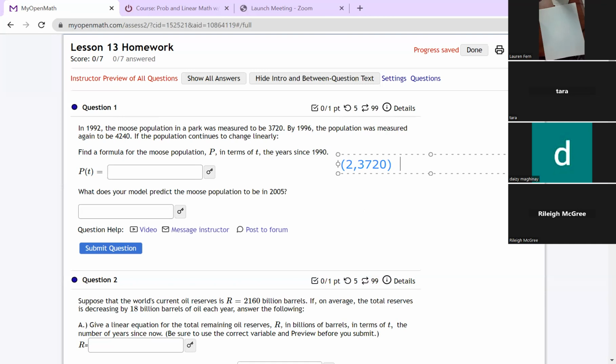So in 1996, tell me, using my numbers here, what would be my corresponding ordered pair? 6, 4240. And then from there, they want you to find the equation of the line. Again, first find your slope, then plug in one of these ordered pairs to find your intercept. And then they just want you to use that to make a computation. Questions on the first one?